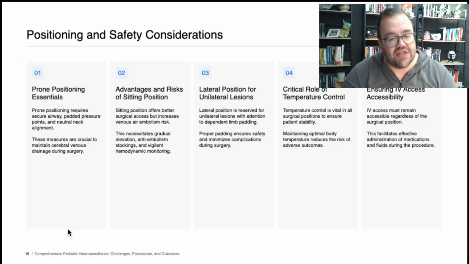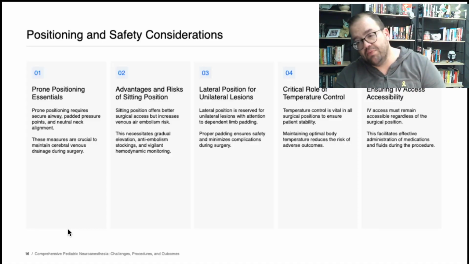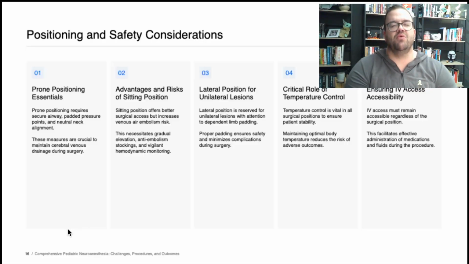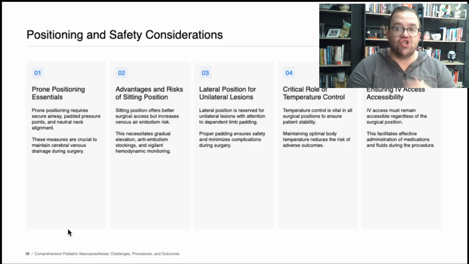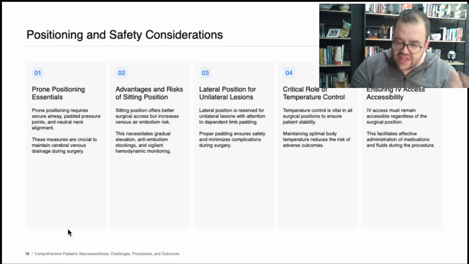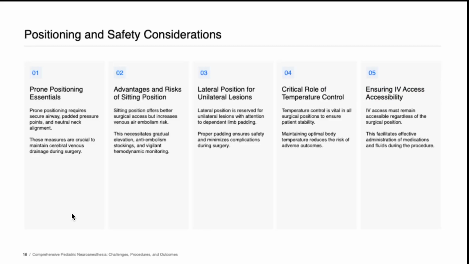The lateral position, however, is very commonly used, especially when you've got unilateral tumors. Again, in the lateral position you need to be aware of pressure issues, and the risk of VQ mismatching in terms of the perfusion and ventilation to the lungs. You need to have a good ventilatory strategy, with a low PEEP to facilitate venous drainage so that you don't raise intracranial pressure.